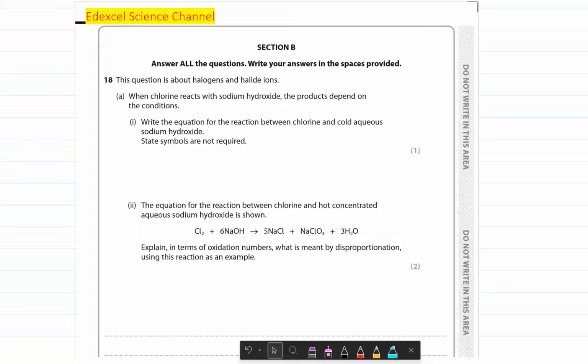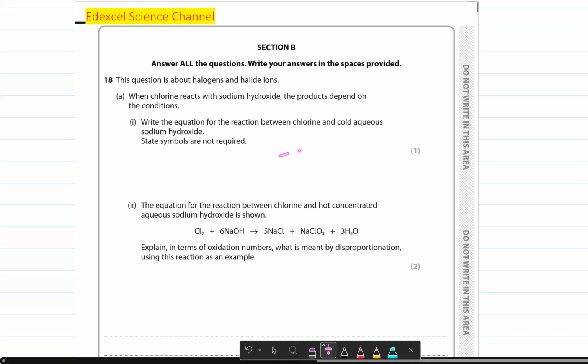And now we are at question 18 from 2026 June IAL Chemistry Unit 2 paper from Edexcel. So this question is about halogens and halide ions. When chlorine reacts with sodium hydroxide, the products depend on the conditions. Write the equation for the reaction between chlorine and cold aqueous sodium hydroxide. State symbols are not required.